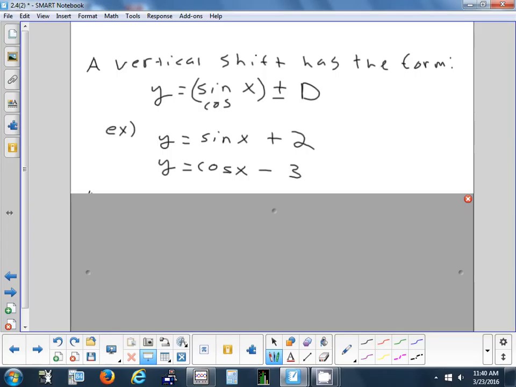Now I thought when we added or subtracted something, that was a phase shift. So why is this a vertical shift? What's the difference? We're still doing addition and subtraction, just like a phase shift. Yeah, what we're adding and subtracting is not in parentheses. That's a huge difference. If I put parentheses around the letter and the number, I turn it into a phase shift.